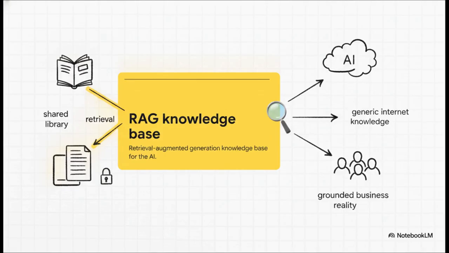So instead of the AI just relying on its pre-trained, generalized internet knowledge, which as we know can sometimes lead to generic answers or even hallucinations, the AI dynamically searches through your company's specific proprietary documents. This grounds its answers in your actual business reality. It's a real game changer.